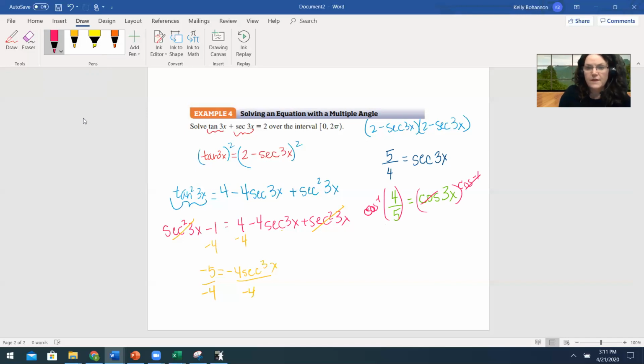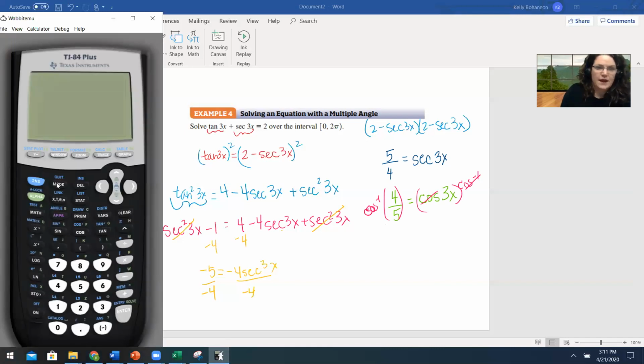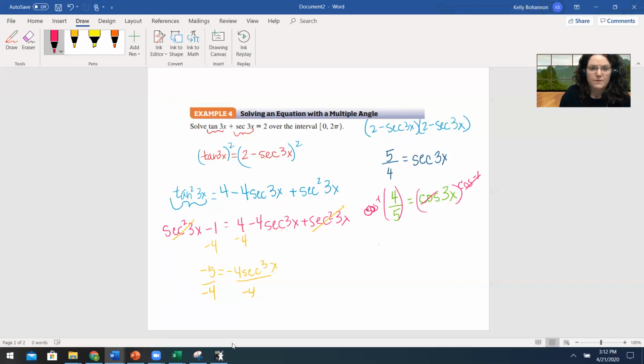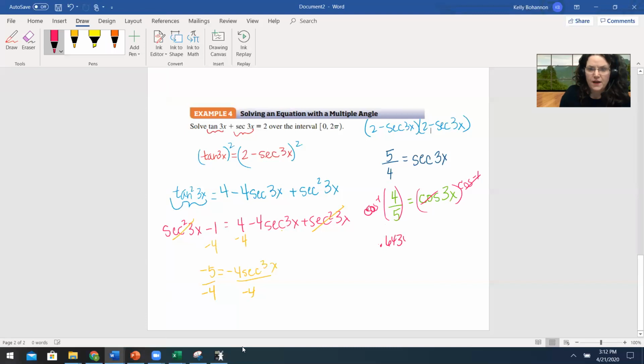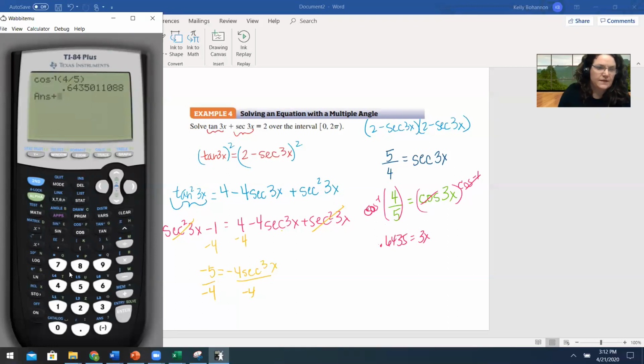So arc cosine of 4/5, I'm going to have to put in my calculator. Make sure that I am in radians. I am. So arc cosine of 4 divided by 5. Remember, it's going to give me one value that is, in fact, between 0 and 2 pi. So 0.6435. 0.6435 equals 3x. But I also have to add 2 pi to that. So plus 2 pi.